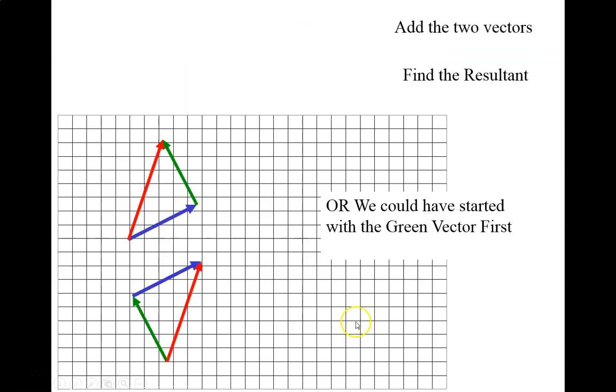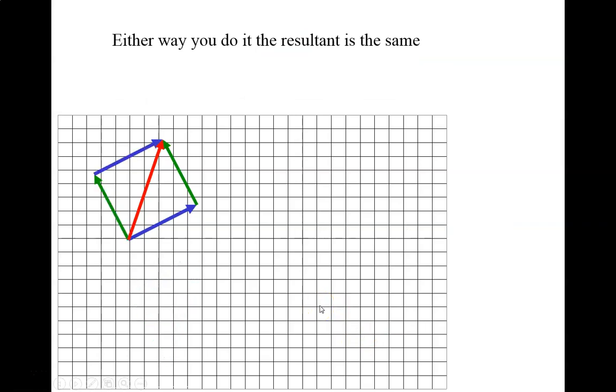Notice that it doesn't matter: if I add A plus B or B plus A, I get the same resultant. And if you do that in both cases, you end up with a parallelogram. So this is another way you can add vectors: you put them into a parallelogram and then add them. We will not be dealing much with that method.